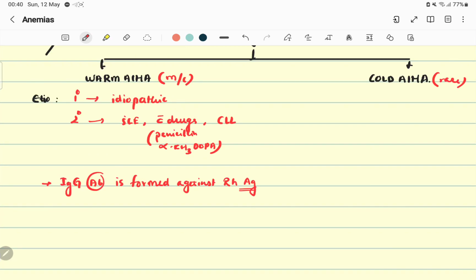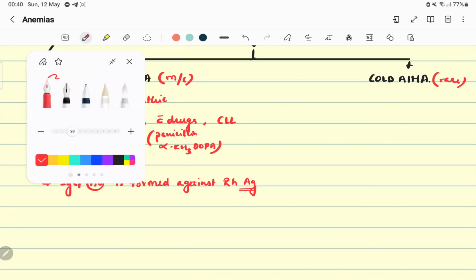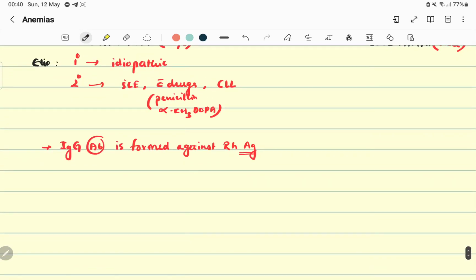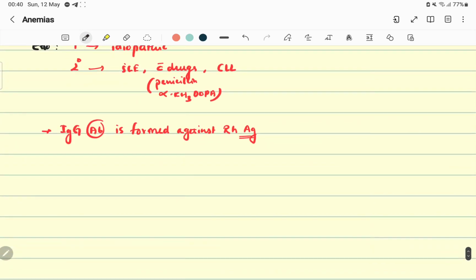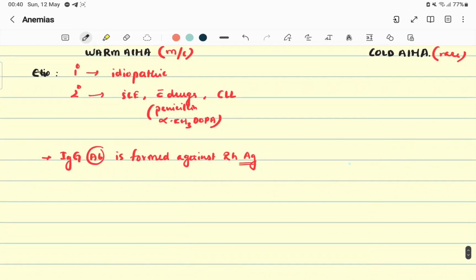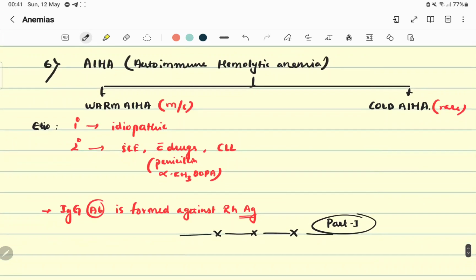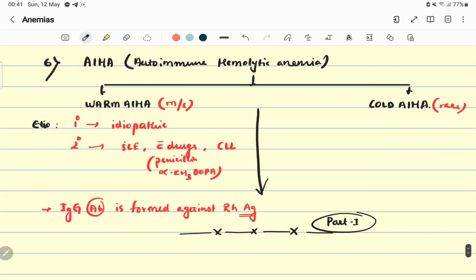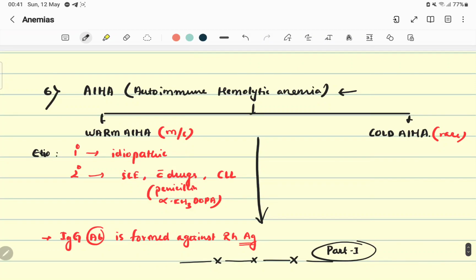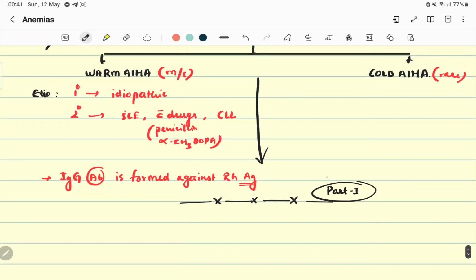Understood? So let us end this lecture here because the weather is not fine and it's night already. I got busy with work, so we'll continue from this in lecture 2 of anemia. This is part 1, and in the part 2 video we are going to continue from warm AIHA. We'll start from AIHA like that.